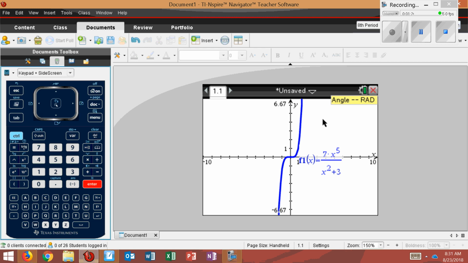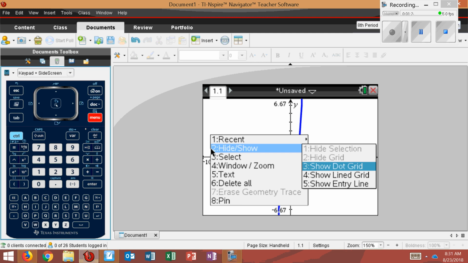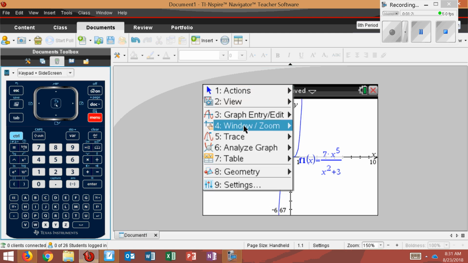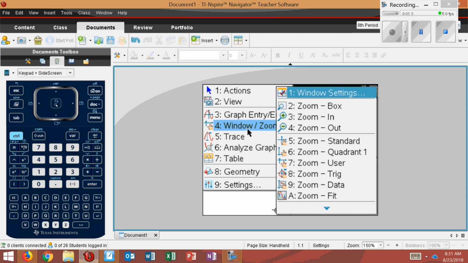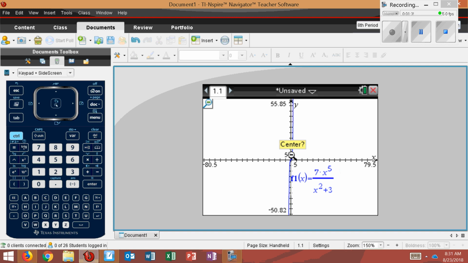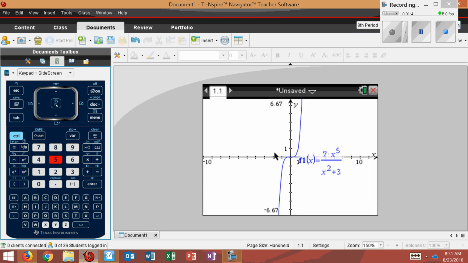And now as I graph this, and I can zoom out, here we go, back over here, menu, window, zoom, and I'm going to zoom out, and it should just continue to approach infinity as we go more and more right. As you can see, it does. It just continues to go higher and higher. So that is, in fact, what the limit does.